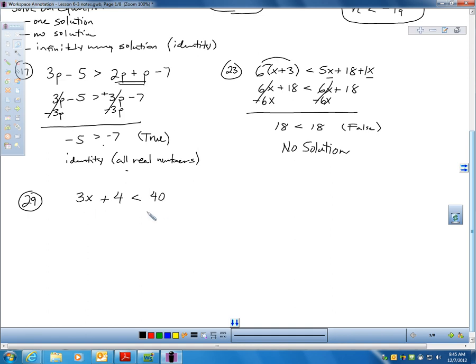Okay? There is an inequality. I translated the verbal phrase into an inequality. All they want me to do now is solve this inequality and graph it, so that's easy enough. I can take away 4 from each side. This is a review of stuff we've done. 3x is less than 36. I can divide each side by 3 then, and x is less than 12, and then I can graph that.